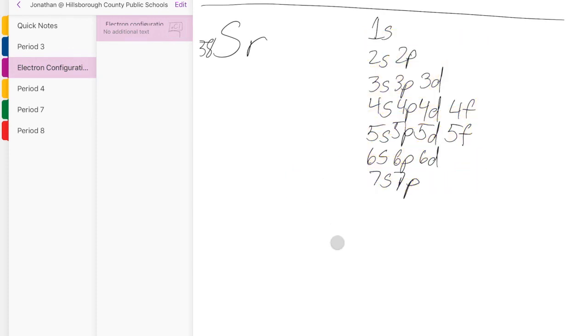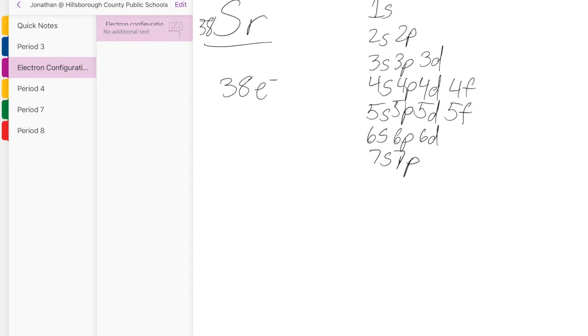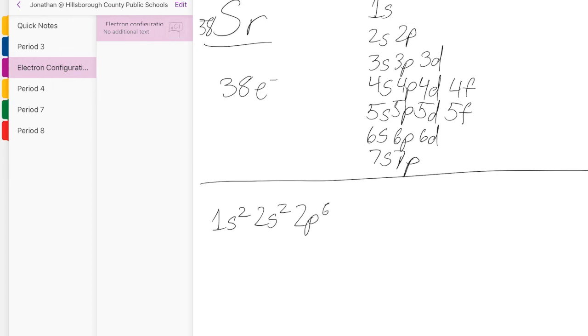So we've got 38 electrons, and we need to make sure we go through those 38 electrons. So we're going to scroll down just a little bit more, and here's what we're going to do. We're going to start writing out. So we're going to do 1s. Now we know s can have 2 electrons. Then we're going to do 2s because it can have 2 electrons, and 2p because it can have 6 electrons.